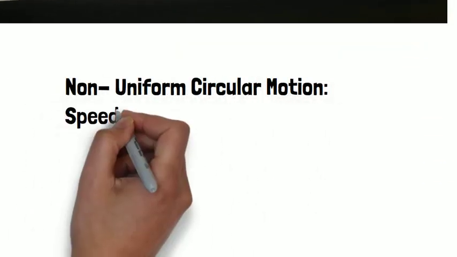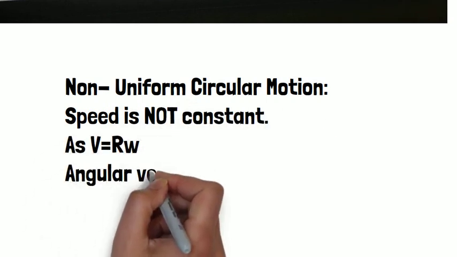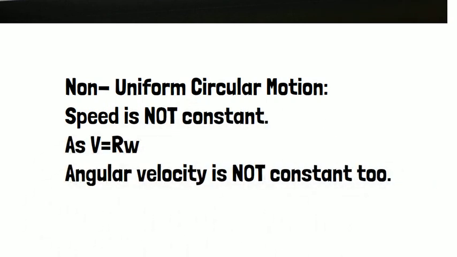So this is a good chance to find out what a non-uniform circular motion is. If the speed is not constant, or as v equals r omega, r does not change, so if v changes, omega changes, and angular velocity is not constant. Both of these are good definitions for non-uniform circular motion.